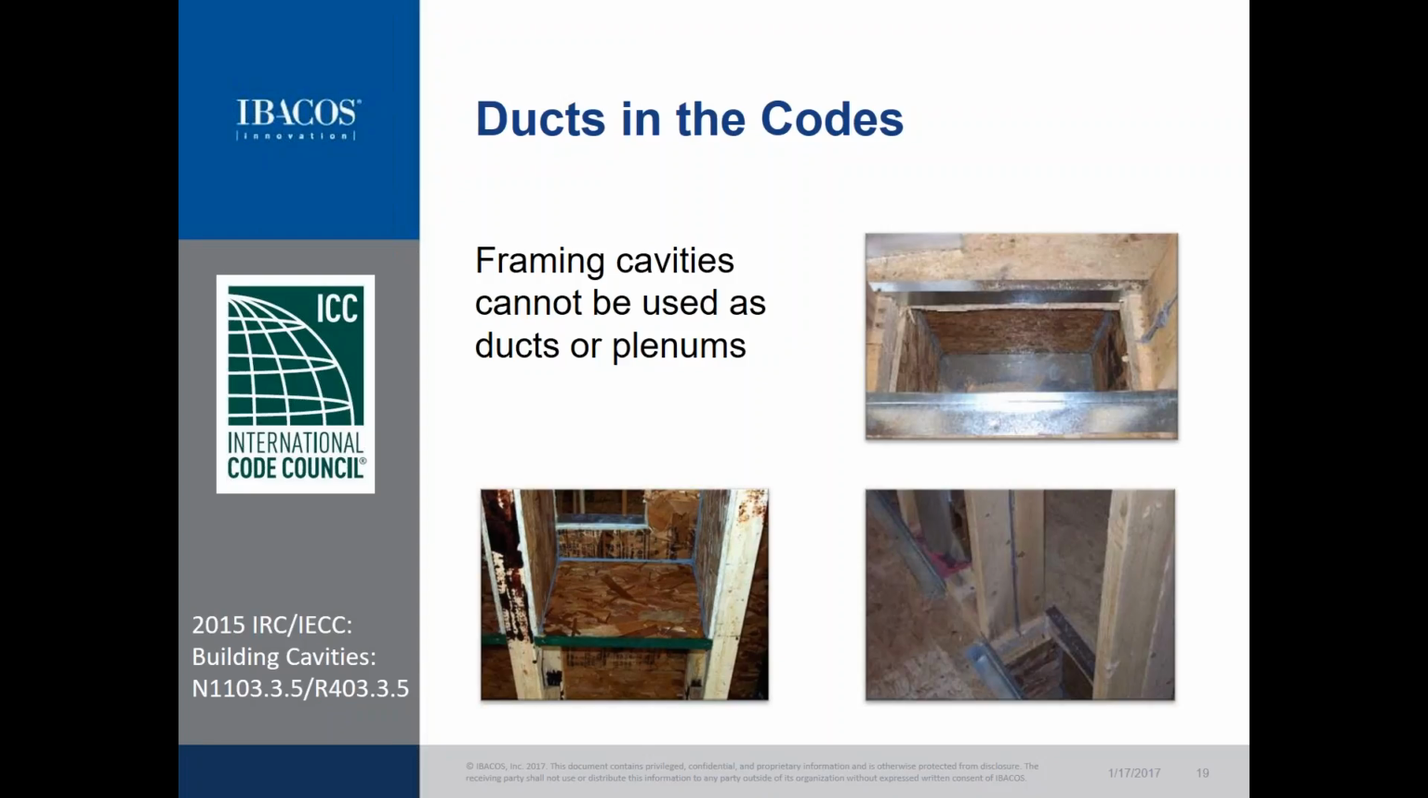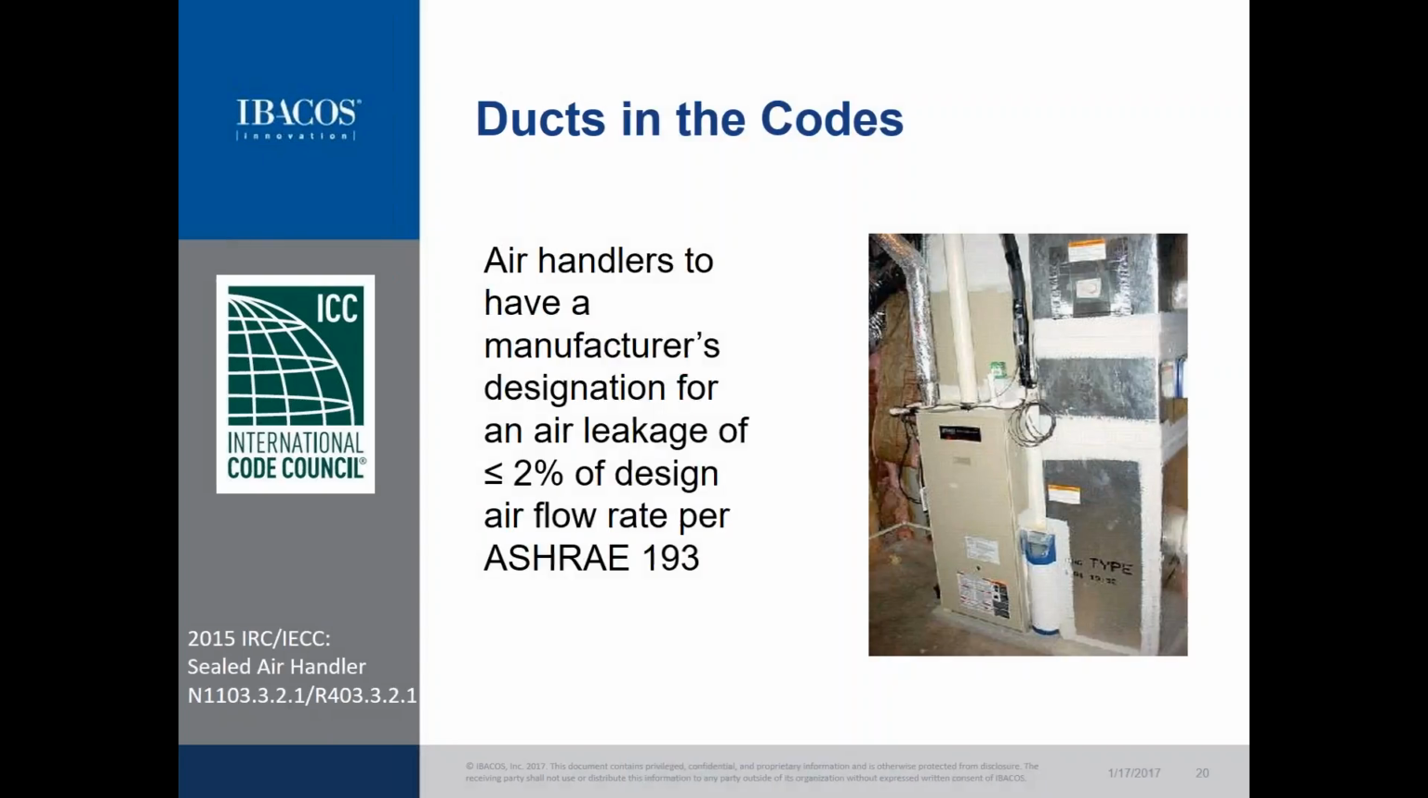Within the code, there's a requirement to not use framing cavities for ducts and plenums. As well, there is a requirement that the equipment itself, the air handling equipment, is relatively airtight. So that's another requirement that you see in the residential and energy codes.